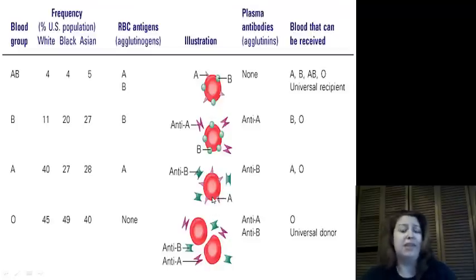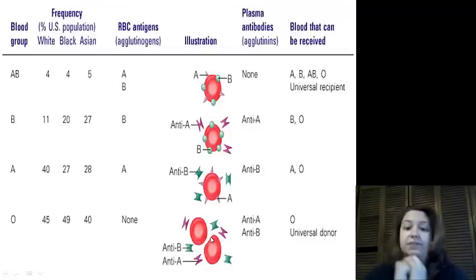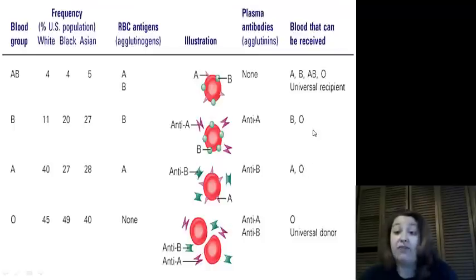So again, if B is introduced, that's going to cause a reaction. They can receive A and they can receive O. O has no proteins on the surface. Therefore, it can only receive O, because if it receives A, it's not used to seeing that, so that's going to cause a reaction. If it receives B, that's going to cause a reaction. AB will definitely cause a reaction. So they can only receive O. But these are known as the universal donors, because they can donate to every other blood type. So the universal recipients, AB can receive anybody's blood, and O is the universal donor.